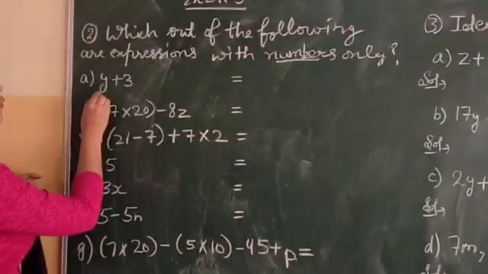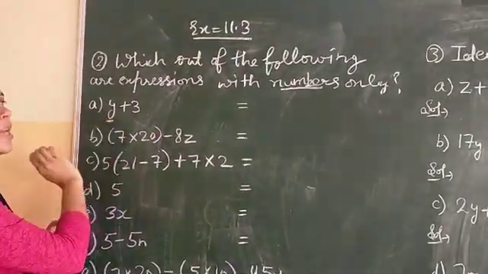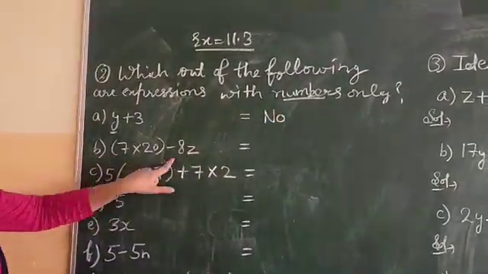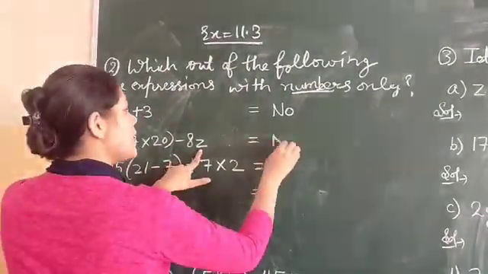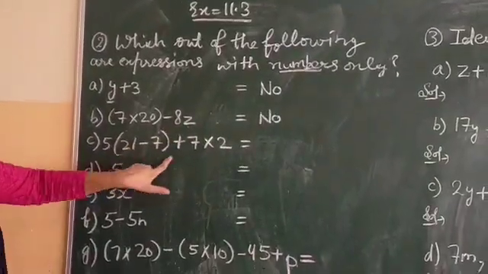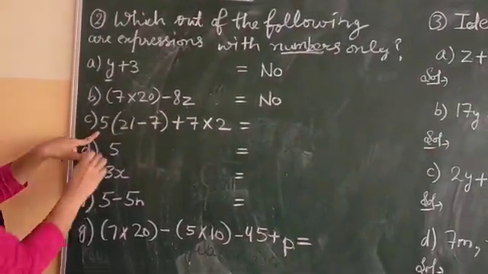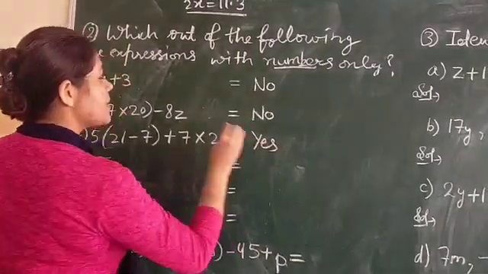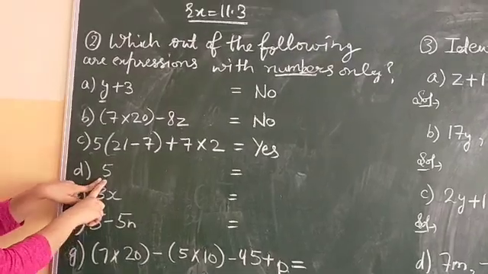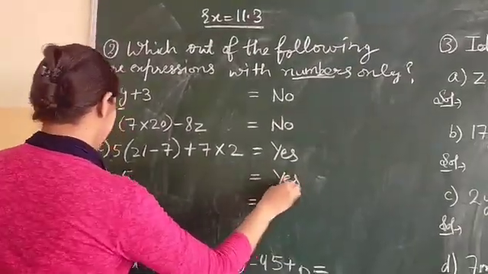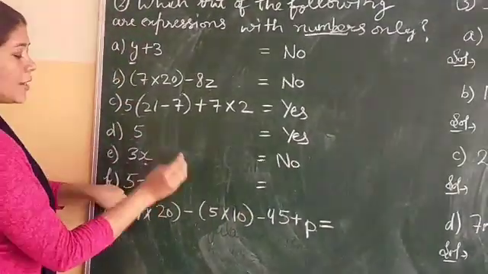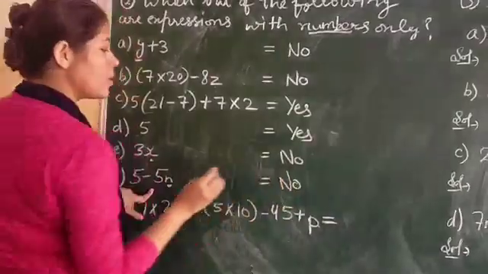Okay? First question, y plus 3. Here is a variable. So this is not an expression with numbers only. Here also z is a variable. This is also not an expression with numbers only. Now in this C part there is no variable, only numbers are there. So it means this is an expression with numbers only. This is also an expression with numbers only, no variable is there. Here is a variable, so it is not. Here is also a variable, so it is not.